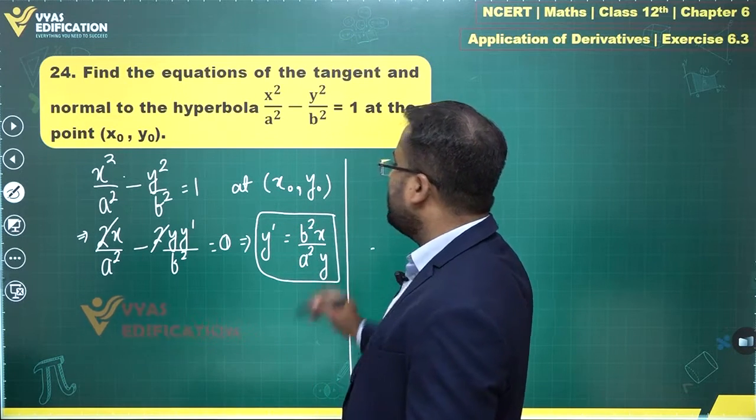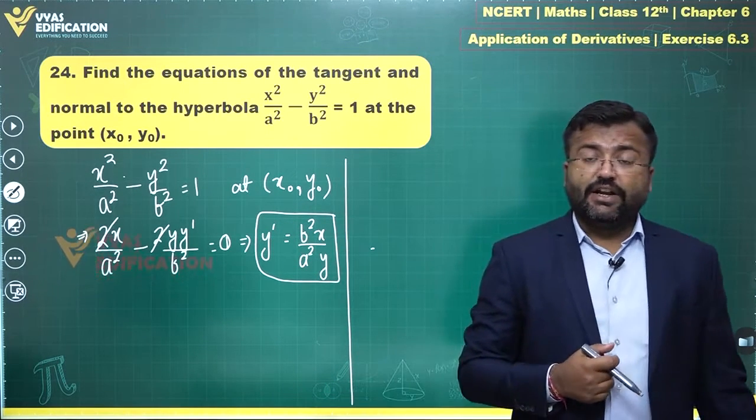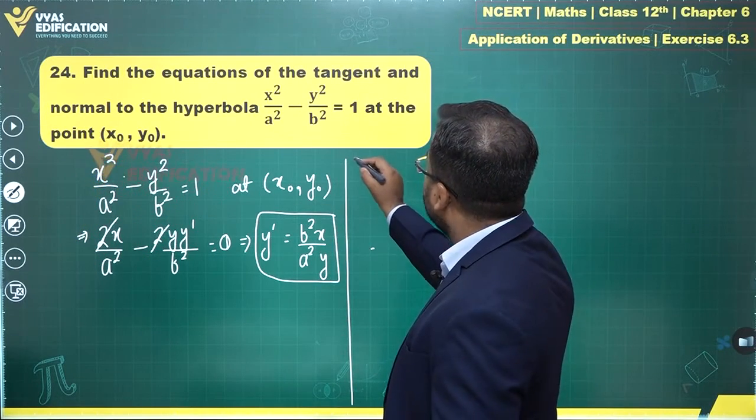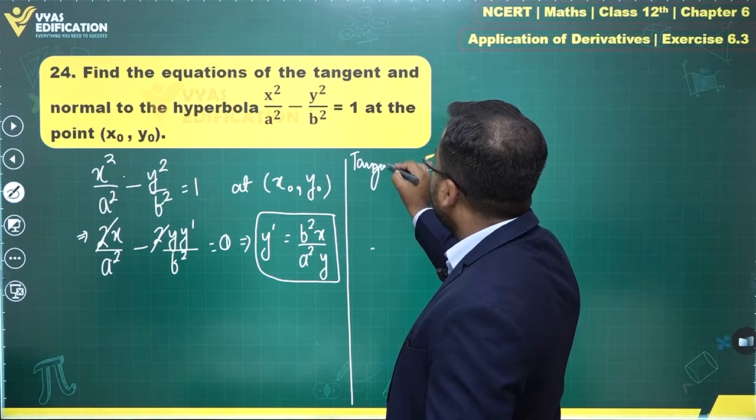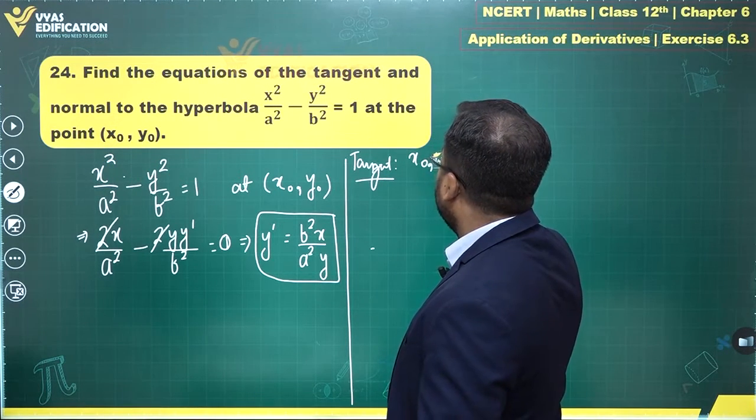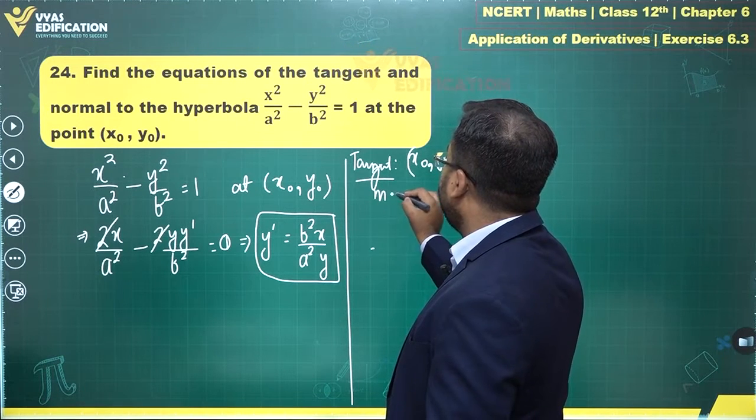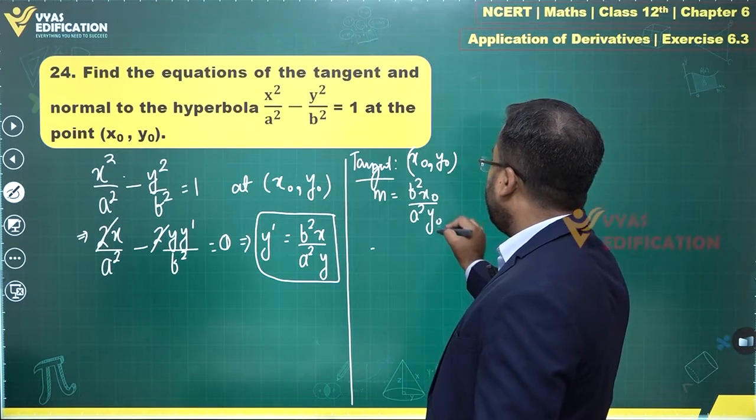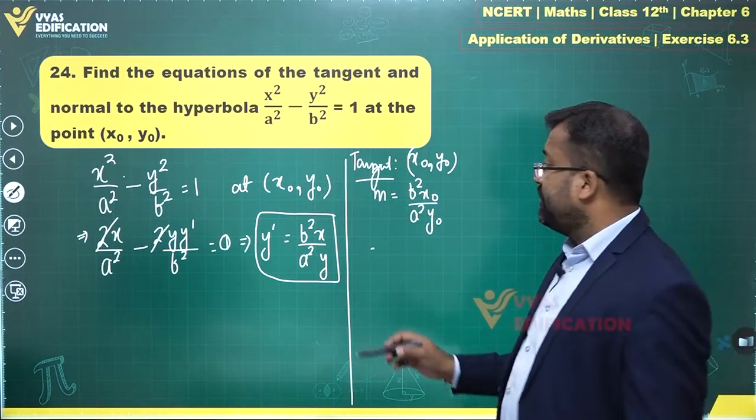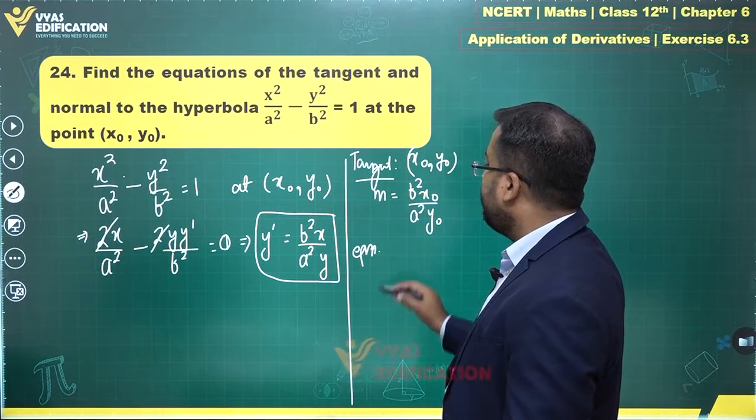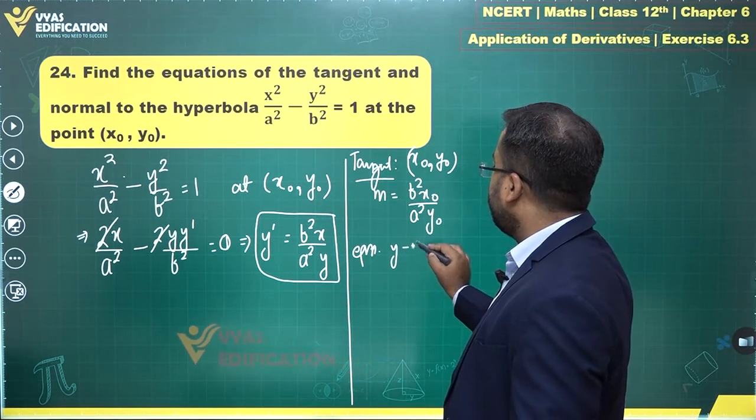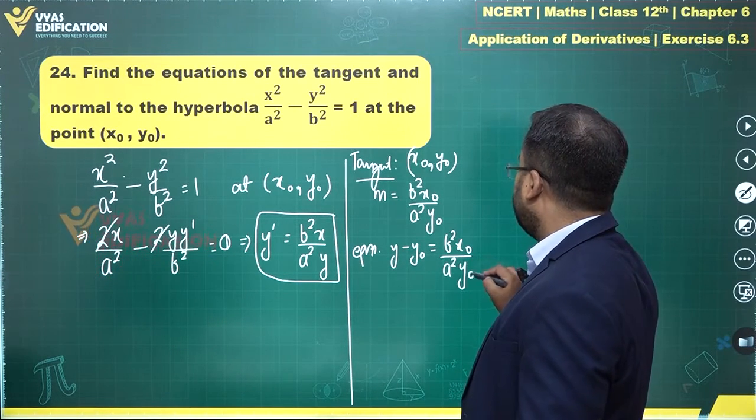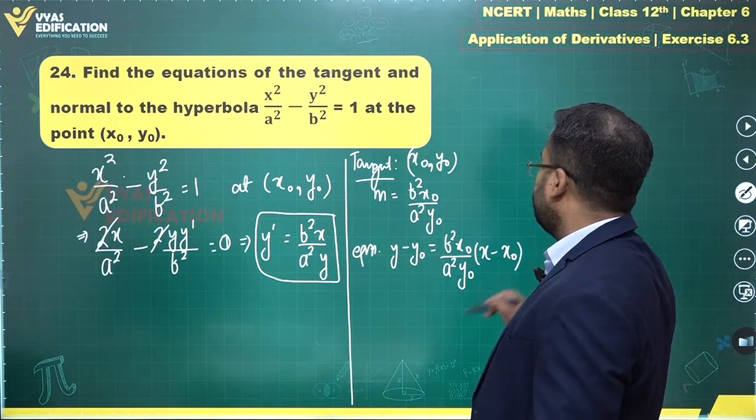This is the derivative. This will tell me the slope of tangent, right? So with the help of this, I can easily write the equation of tangent. For tangent, what do we know? We know that the point is x naught comma y naught. We know that the slope is b square x naught over a square y naught. And with the help of this, I can write the equation very easily. Equation of tangent will be equal to what? Y minus y naught will be equal to b square x naught over a square y naught times x minus x naught. This is what you have.